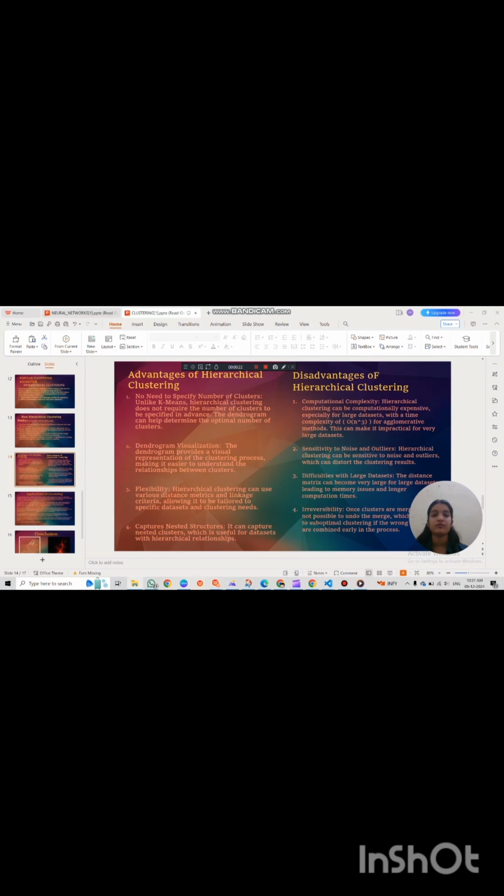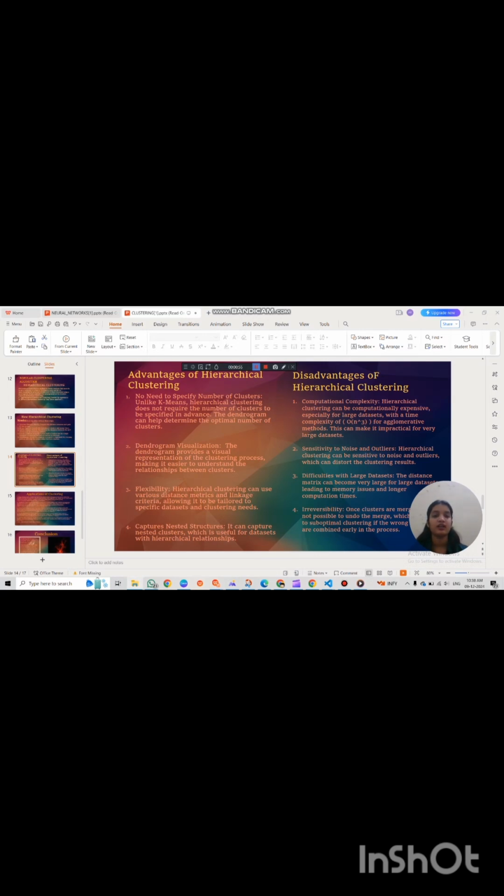Number 2. Dendrogram visualization. The dendrogram provides a visual representation of the clustering process, making it easier to understand the relationship between clusters. Number 3. Flexibility. Hierarchical clustering can use various distance metrics and linkage criteria, allowing it to be tailored to specific datasets and clustering needs. Number 4. Captures nested structure. It can capture nested structure which is useful for datasets with hierarchical relationships.